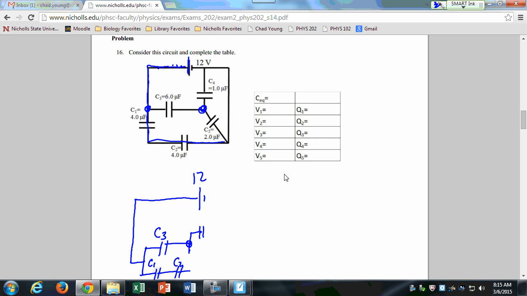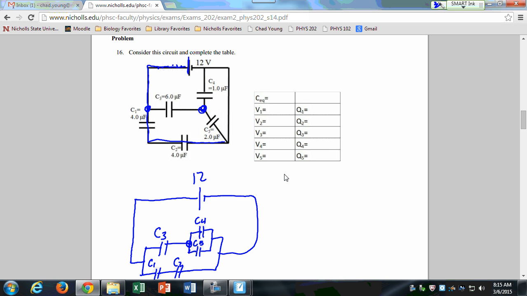And that will include C4 and C5. And then everything closes up, and it all goes back to the battery. So that circuit is the same as those 2 circuits right there.